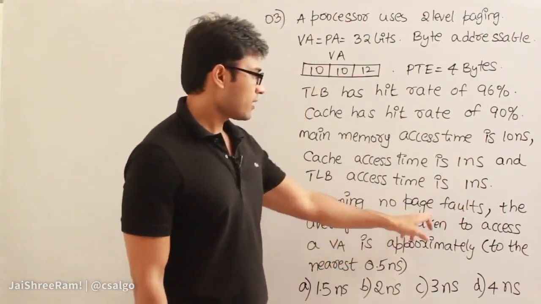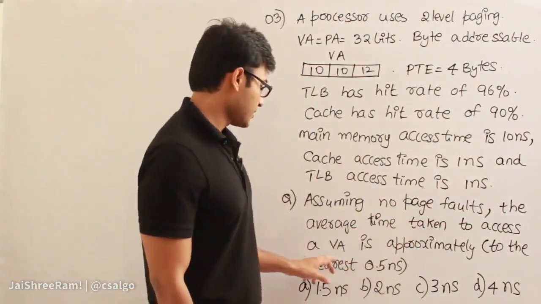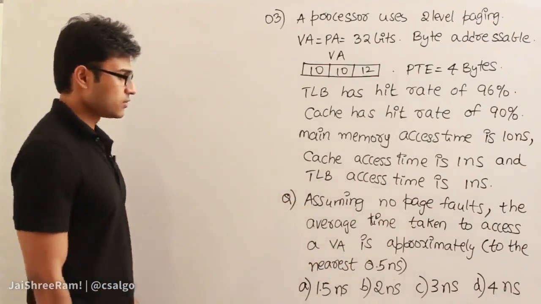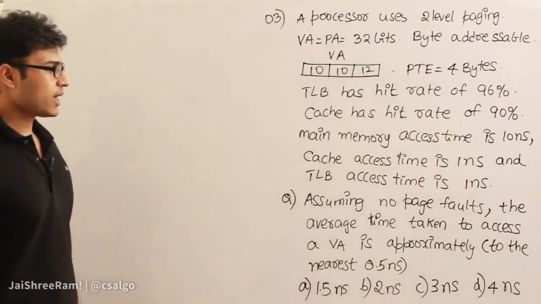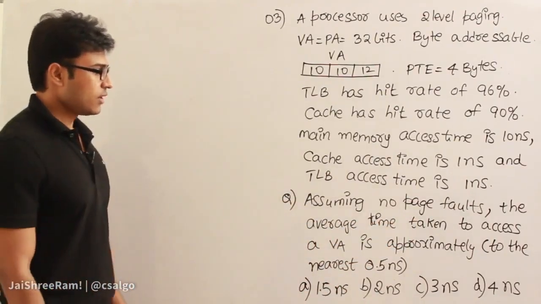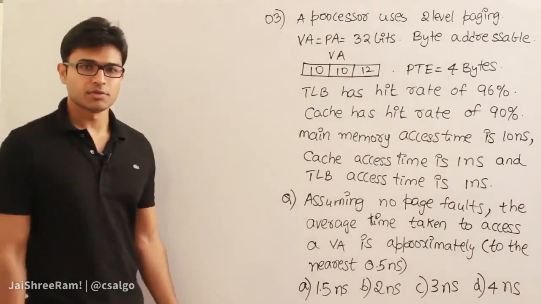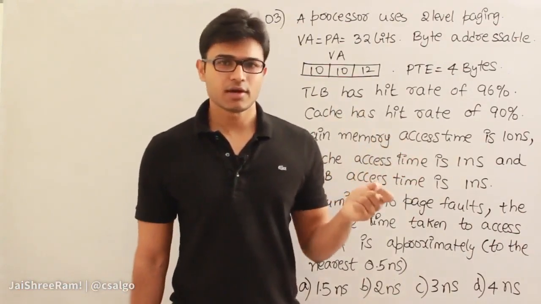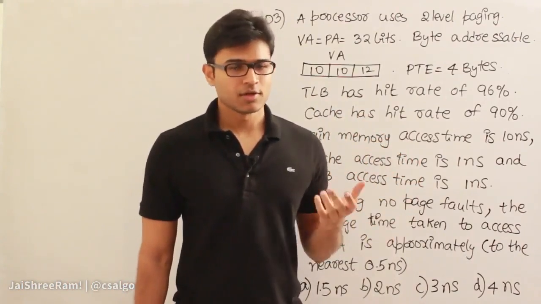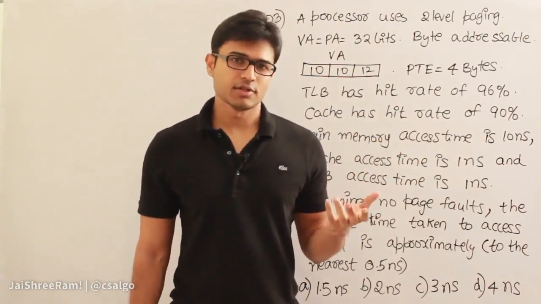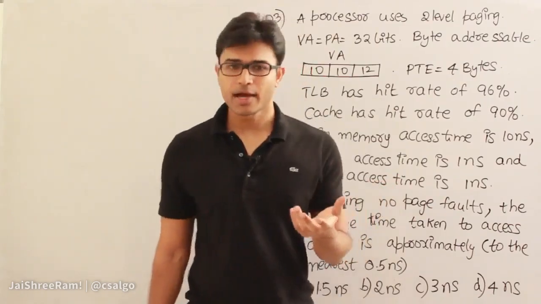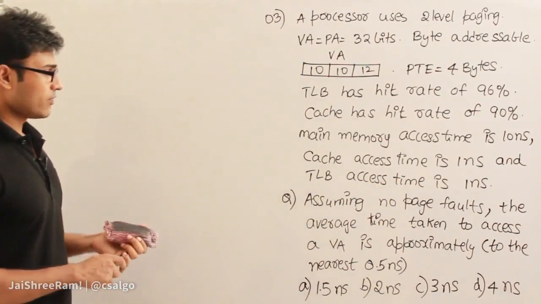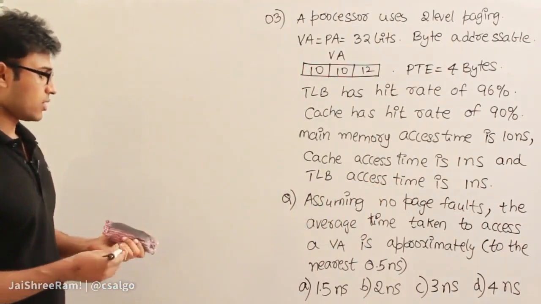The average time taken to access a virtual address is approximately, to the nearest 0.5 nanoseconds. So they are asking about the average access time to access any virtual address, which means in order to get a byte from the main memory, how much time is required on average, which is nothing but the average access time, right? Effective memory access time, that is also what it is called.